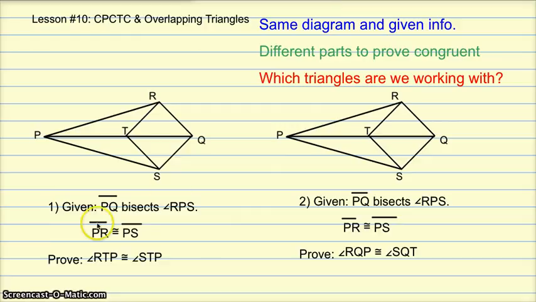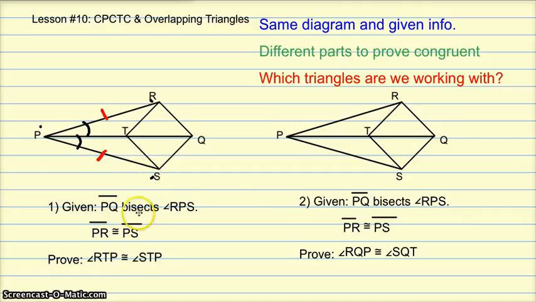Let's see, it says that PQ bisects angle RPS. So PQ is cutting RPS into two congruent pieces. So we know that to be true. Then it says, let me get a different color, that PR is congruent to PS. PR is congruent to PS.